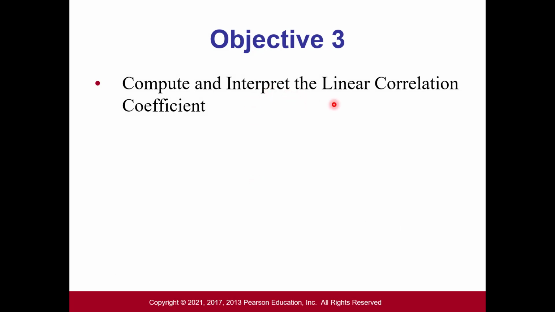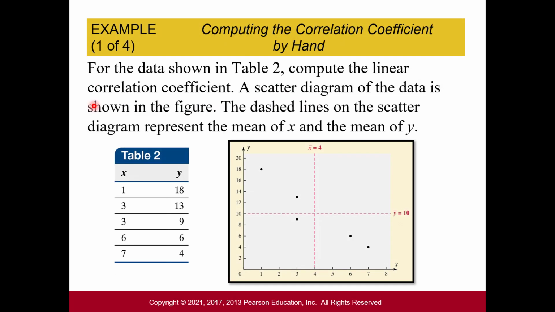So next, let's compute and interpret the linear correlation coefficient. In this table, we're going to compute the linear correlation coefficient for this data. The scatter diagram of the data is shown here, and our dashed lines are given for our mean of x and our mean of y. So we have just a few input points. So 1, 18, we plot that point right here. 3, 13 is plotted here, and so on with all of our data values. And so just based on the visual, if you take a look at it, let's see if you can understand what the relationship is here.